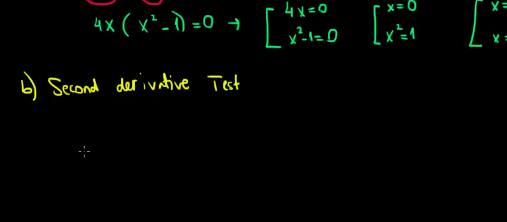In part B of this question, we want to use the second derivative test to see if these stationary points are local minimum or local maximum. And what is the second derivative test? And what is the relationship between a second derivative and a stationary point?